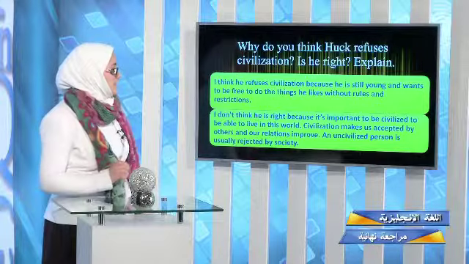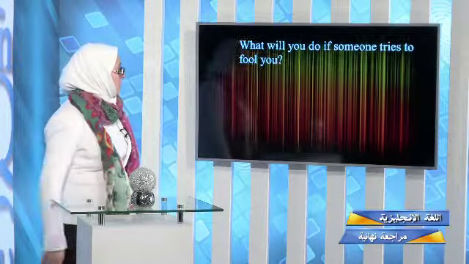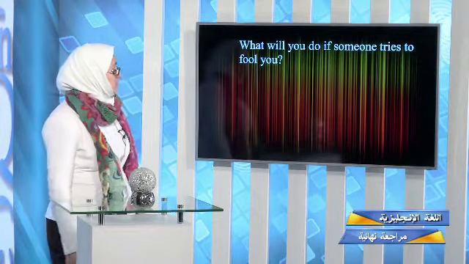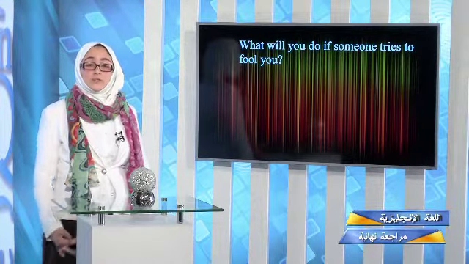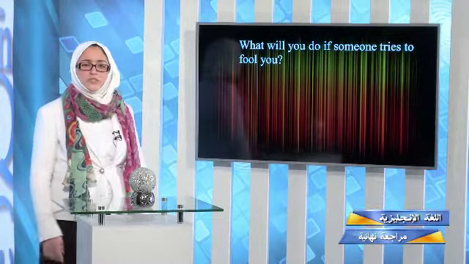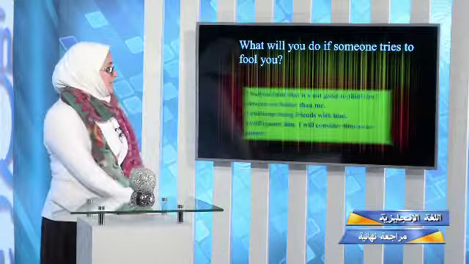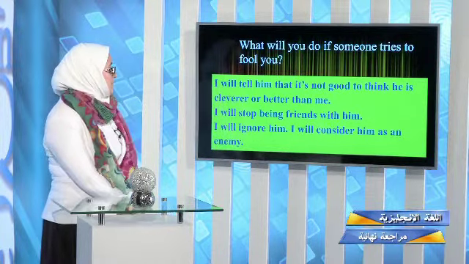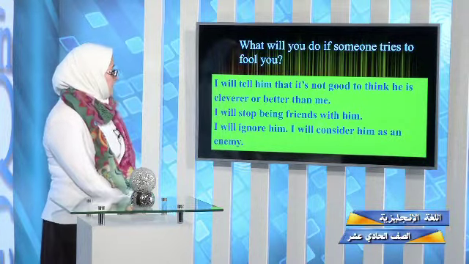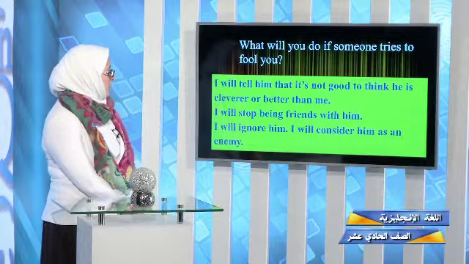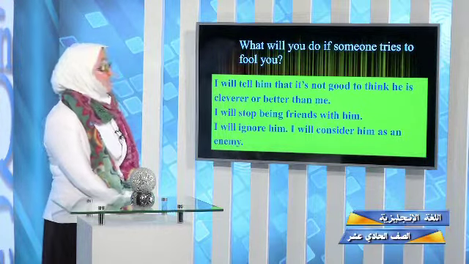Let's move on to the next question for the story. What will you do if someone tries to fool you? So if you are put in a situation when someone is trying to fool you or get the better of you, what would you do? Here's a good answer. I will tell him that it's not good to think he is cleverer or better than me. I will stop being friends with him. I will ignore him. I will consider him as an enemy.